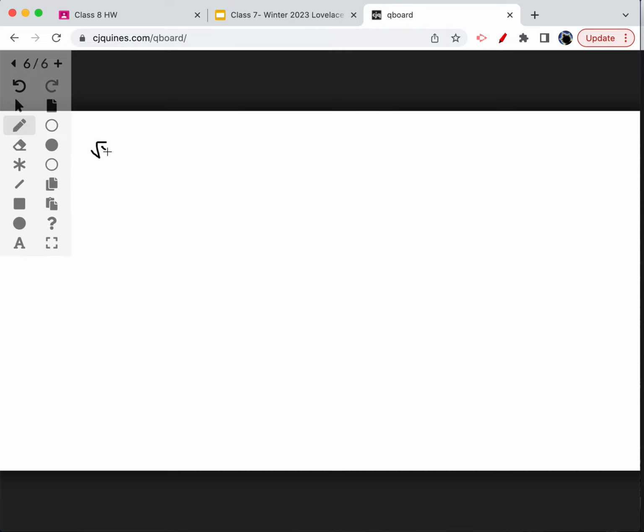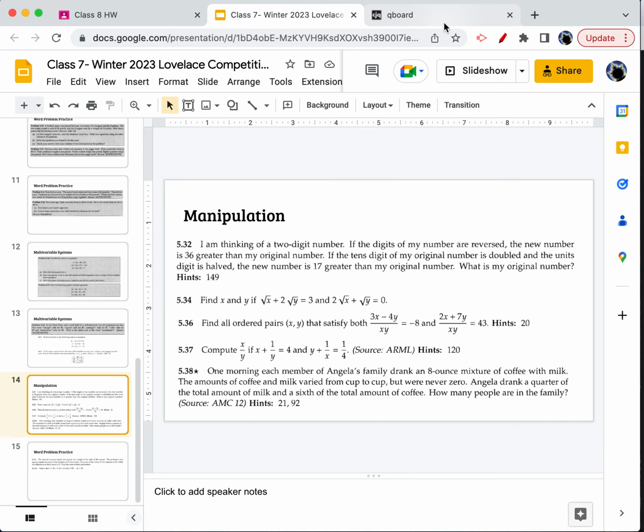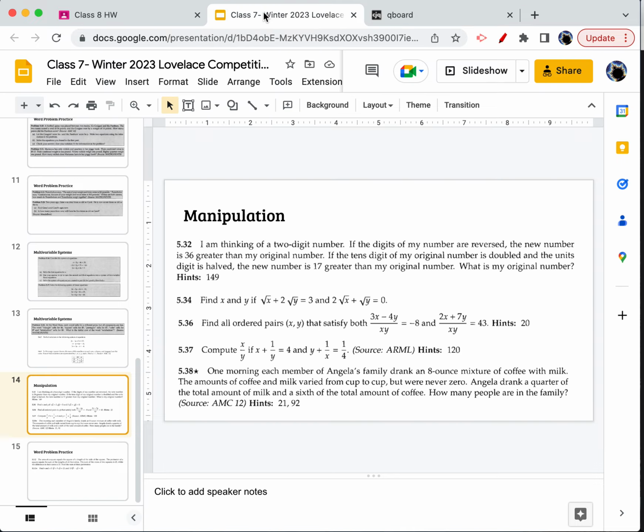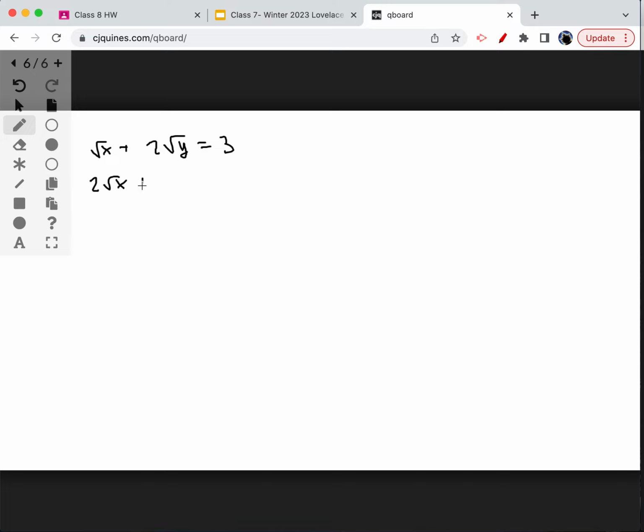So it says square root of x plus 2 times square root of y is equal to 3, and 2 times square root of x plus square root of y is equal to 0. So in this problem, it would probably be easiest to use substitution.